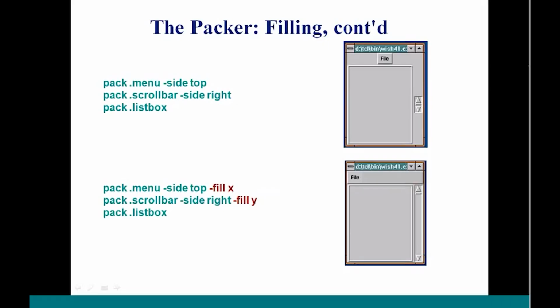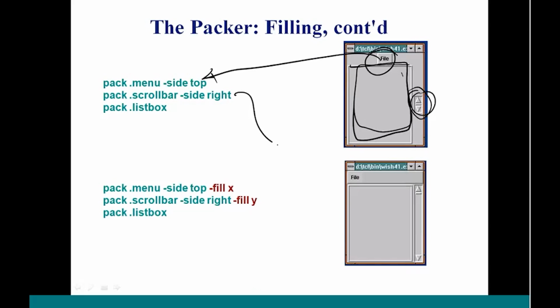So here is another example where we specify the pack menu as side top. So this menu comes up here, and then we also coded a scroll bar. As you can see, it's a tiny scroll bar here, and then we coded a list box, which is here. No, actually this is the menu. So the list box is here, the menu is here, the top right scroll bar is here, and then here the list box.